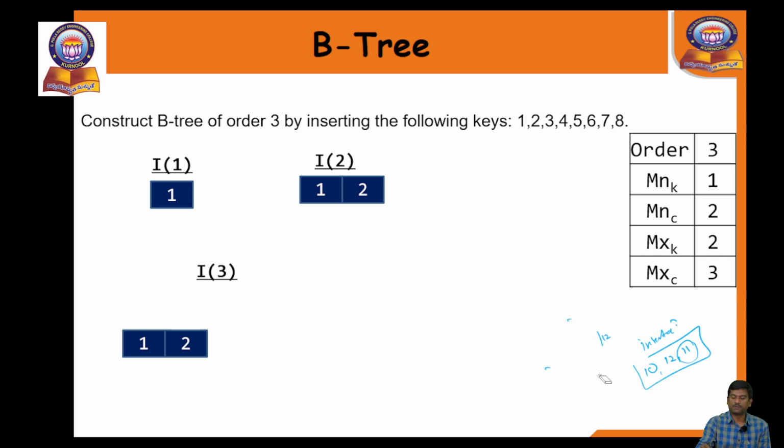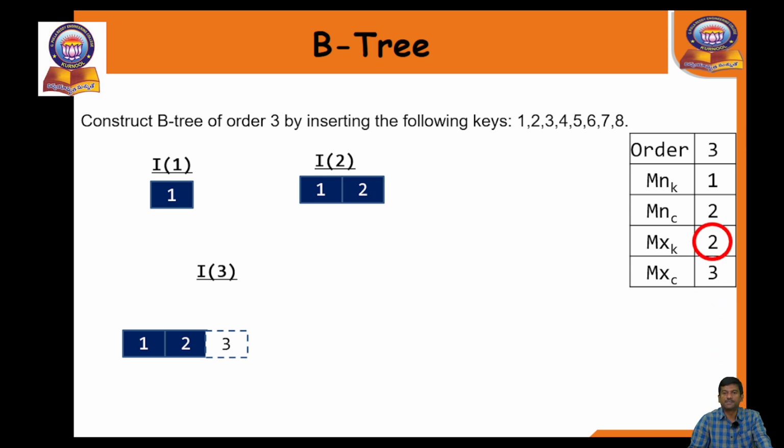According to our example, you need to insert 1, 2, 3, 4 and so on. When you are inserting the key 3, check what is the maximum number of keys allowed. That is 2, which indicates a node can contain a maximum of 2 keys. Here there are 3 keys present, which is not allowed, so it has to be split. How to split? Consider the numbering order 1, 2, 3, not the keys, and identify the split position given by ceil of m by 2, which is equal to 2.